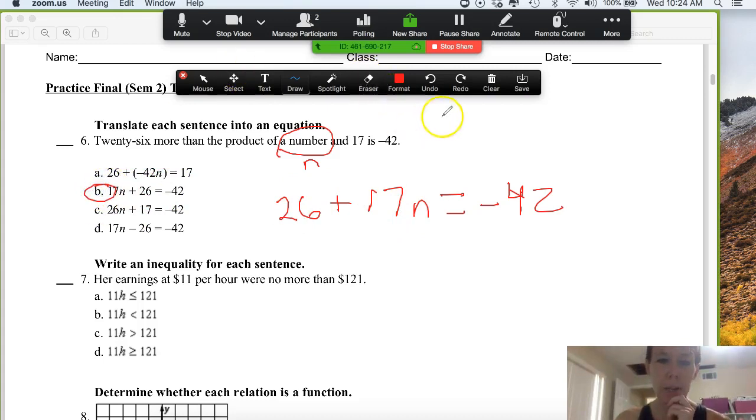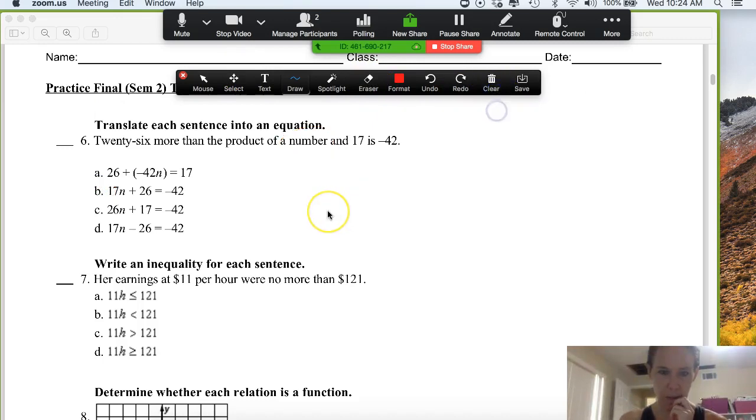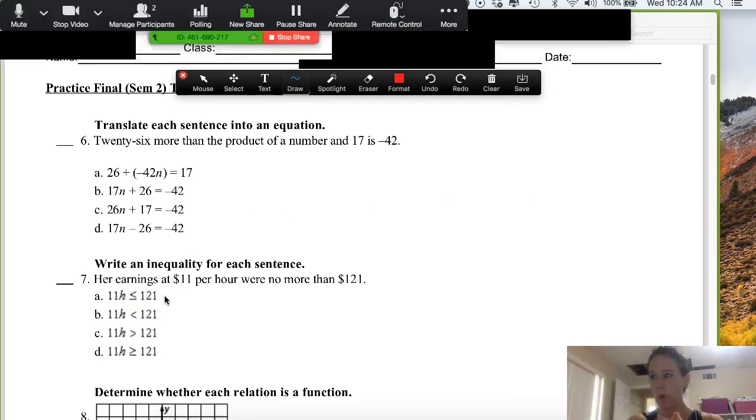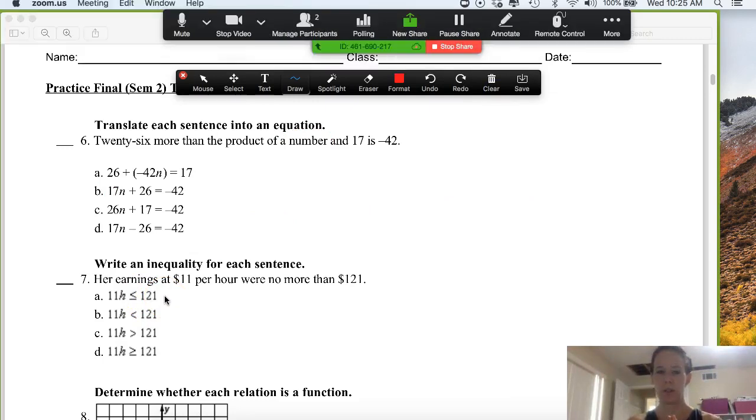All right, write an inequality for each sentence. So let's go ahead and do this. Her earnings at $11 per hour were no more than $121. Okay, that no more is kind of tricky. Think about what that means. If she earned $11 per hour, okay, her earnings were no more than $121. Does that mean that she made more than $121 or she made $121 or less? $121 or less. Yeah, so how would I write that?